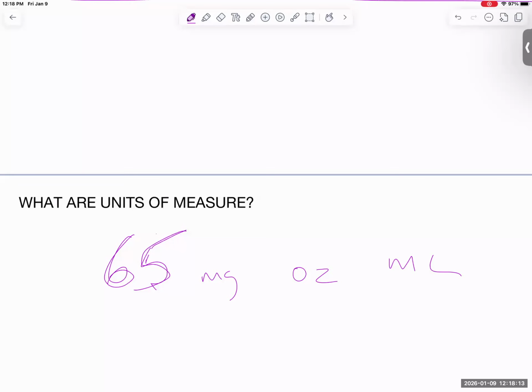Let's try it again. So yes, examples of unit of measures are milligrams, ounces, milliliters, grams, micrograms, drops per minute, milliliters per hour. These are all examples of a unit of measure. And without including the unit of measure, how will I know what I'm giving? Also included are tablets and capsules. These are all units of measure.